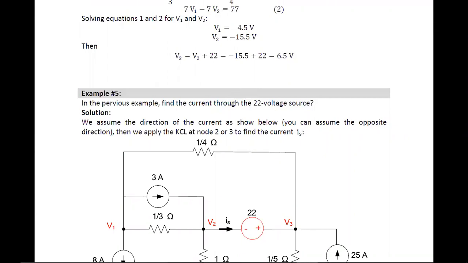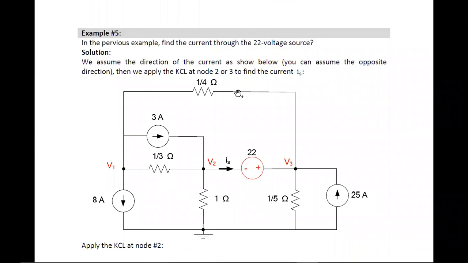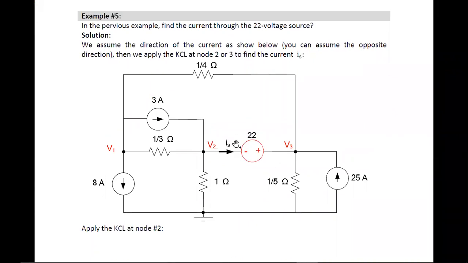So some extension of our example number 4. He's asking for the current flowing through this particular IS. How am I going to do this? So just observe this. In the previous example, find the current through the 22 voltage source, which is present between V2 and V3.